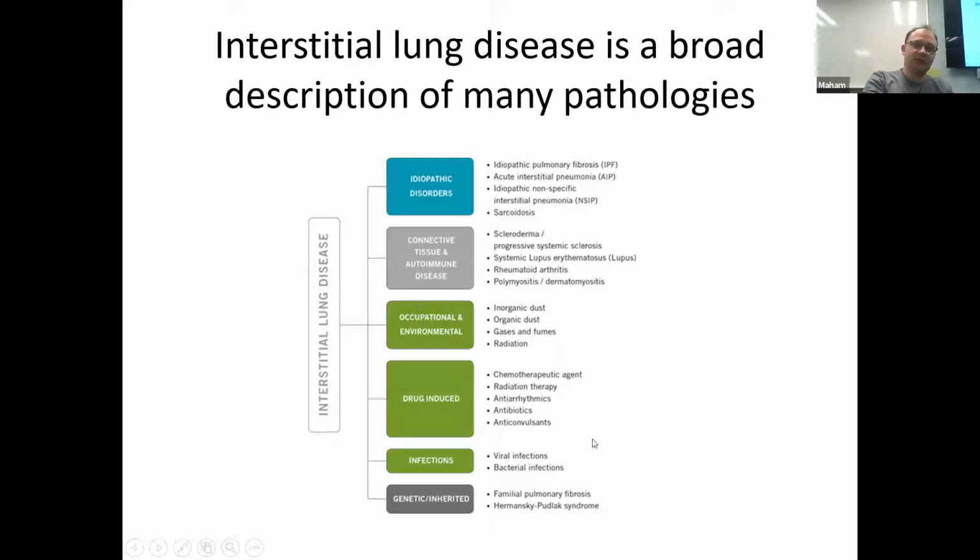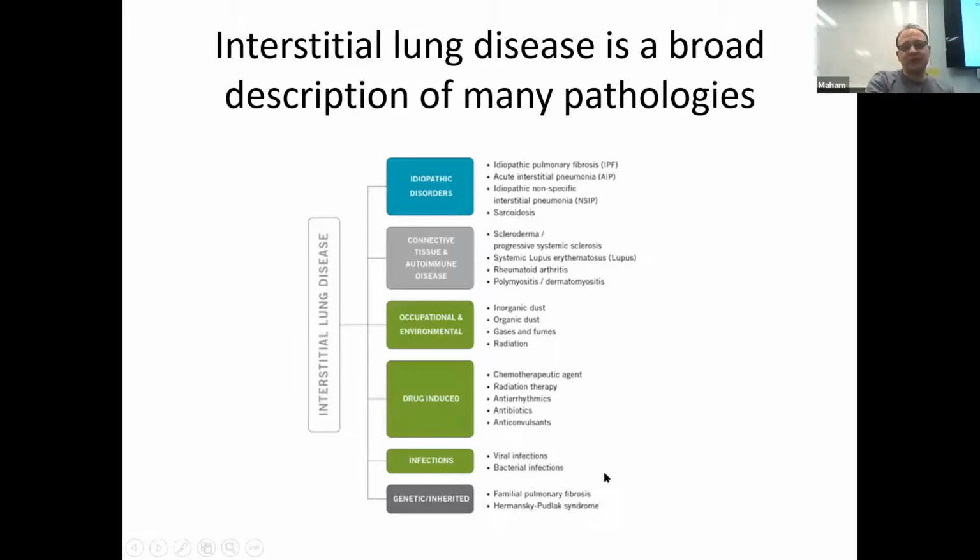And drug-induced ILDs, main ones worth remembering are amiodarone toxicity, which can occur acutely or chronically, as well as many chemotherapeutic agents. And a lot of the newer chemotherapeutic agents that are monoclonal antibodies can cause idiopathic drug-induced interstitial pneumonitis. Antibiotics, Macrobid is one that will come up occasionally as being associated with ILD as well.